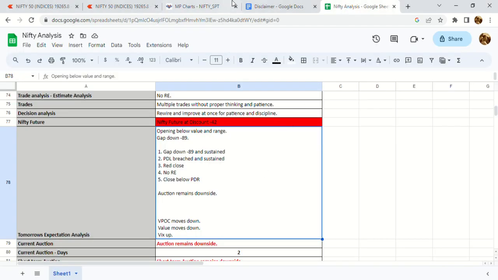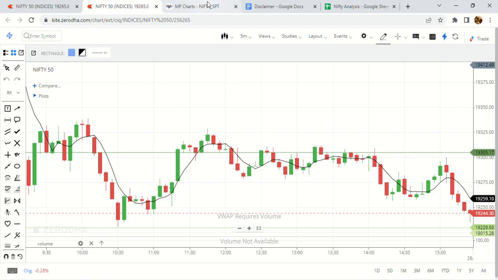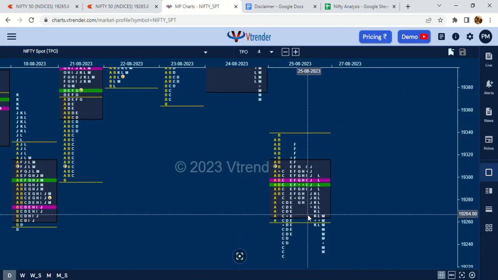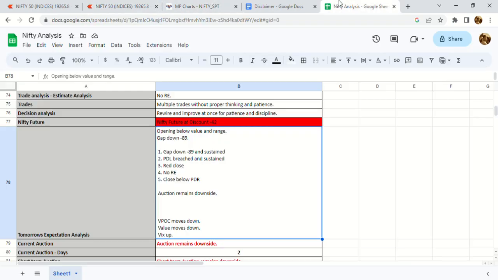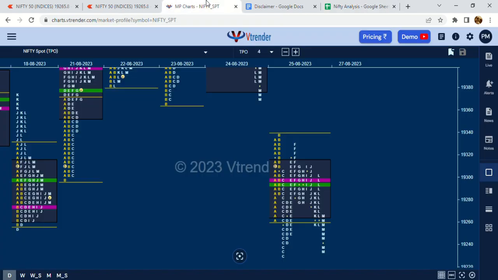Close was below previous day range. So auction clearly remains downside. This value has moved downside. The POC level, point of control level, also moved downside. So clearly the current auction is downside only.